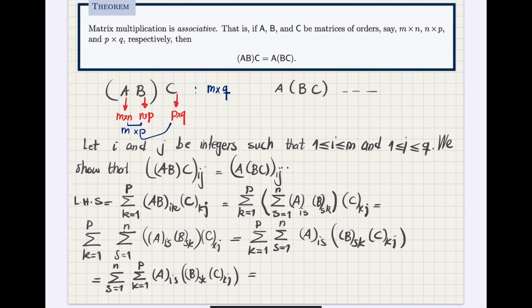Now I am on the safe side. I can flip this out because now it depends on indices I and J, but the counter of the sigma is K. There is no K dependency here, so I can pull it out. So then it becomes sigma, S goes from 1 to N, A_IS, and then I will have sigma, K goes from 1 to P, B_SK, and C_KJ.